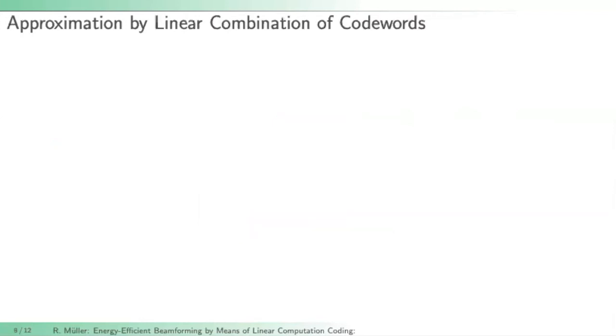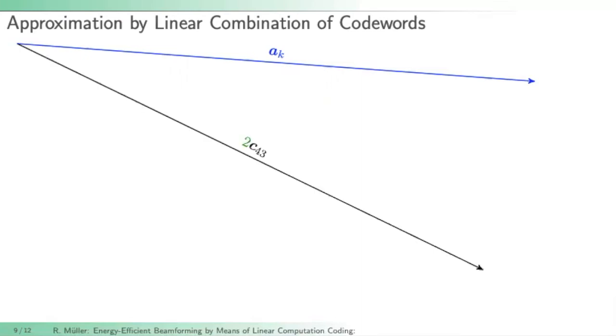Now, let me try to explain why this works so well. Assume this is the target vector you want to approximate. Now you look in the codebook, that means among the columns of your matrix C, your leftmost factor, to find that vector which is most closely correlated to the target vector A_k. And then you scale it with a power of 2 to get an approximation as good as possible.